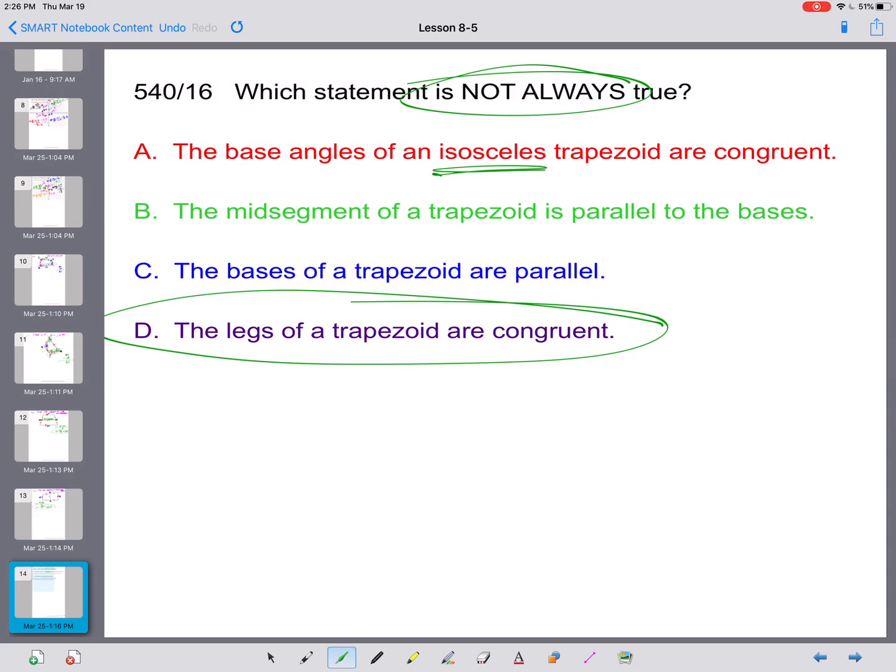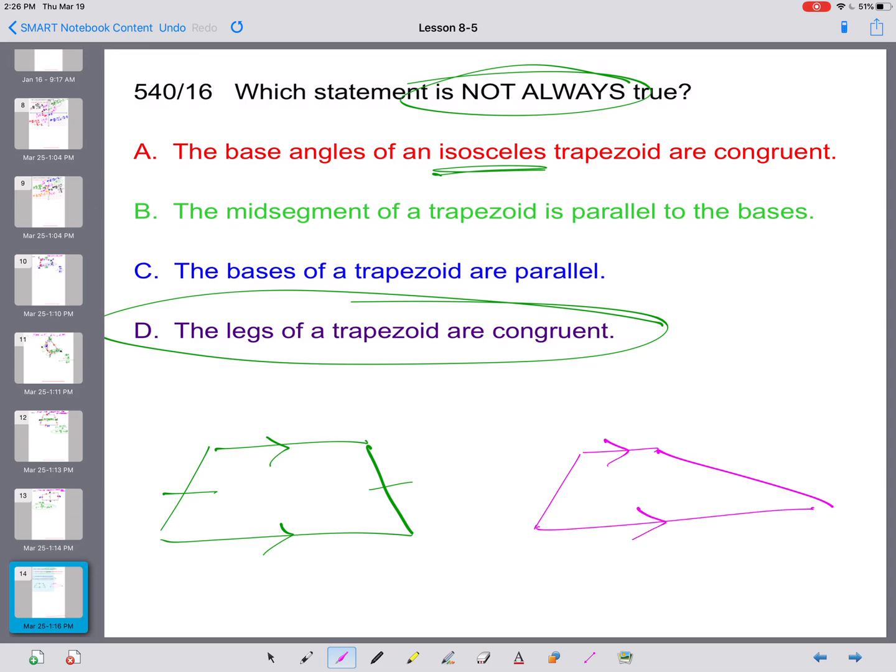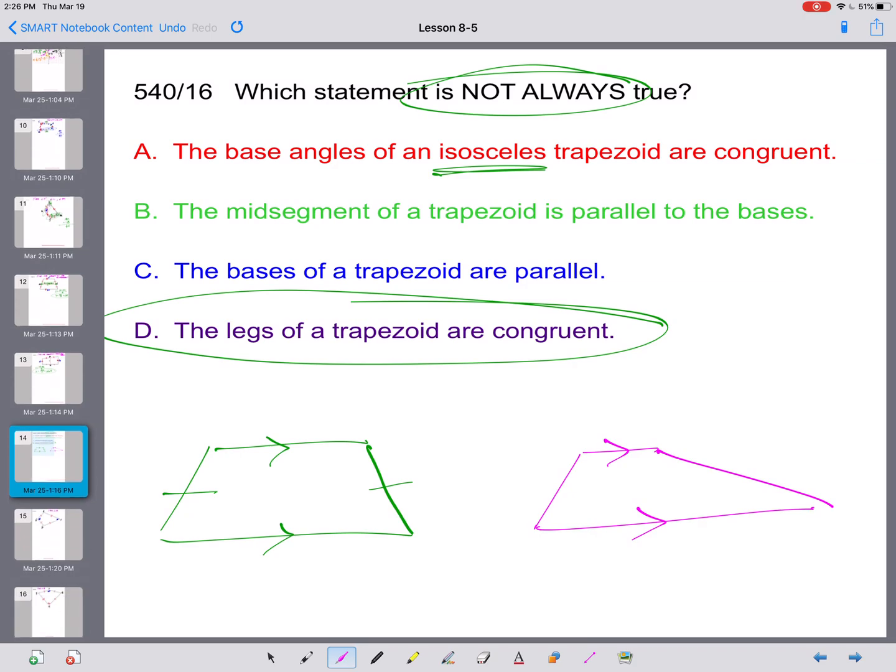The bases of a trapezoid are parallel. When we introduce trapezoids, absolutely, that's it. It's a quadrilateral with only two sides parallel. The bases are the parallel sides. D, the legs of a trapezoid are congruent. Well, they could be. You could have something like this. That's an isosceles trapezoid. There you go. Or, of course, you could have something like this. There you go. Those legs are definitely not congruent, so D, disinfectant, okay? And we'll continue on this problem, part 2.